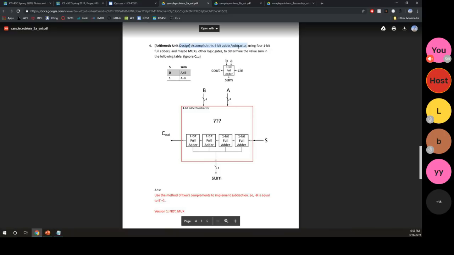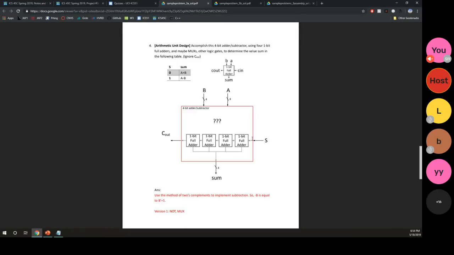So pretty much the question says making a 4-bit adder subtractor using 4 1-bit full adders. Maybe mux or other logic gates to determine the value sum in the following table. So when S, which as we see here is going to be our C in, right? Because we know that you have a C in and then you have 2 other inputs into a full adder, right? And then you also have a C out and its actual value. Does everyone get that? So you have an input for the carry in, you have an output for the carry out. You have your 2 inputs for the registers, the A and the B, and then you have your actual value output for each individual full bit adder.